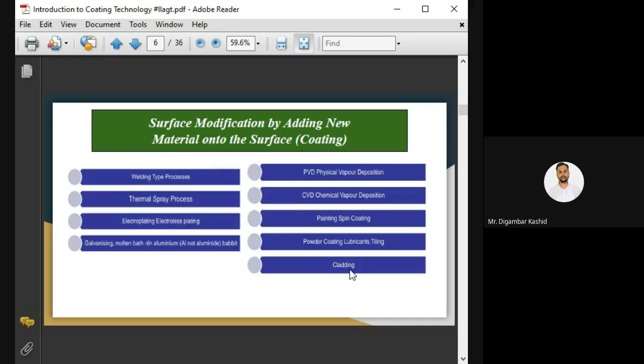Okay, so in the metal and galvanizing also, because we have one point that is metallic coating. In that we are going to see what cladding and galvanizing are. Okay, so these are all the processes which belong to coating technology.